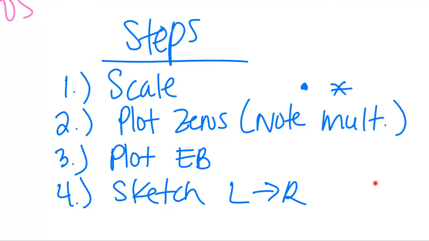Okay, so again, those are the steps right there. Step one is to draw your scale. Step two, plot the zeros and note any multiplicity, so put in the dots versus the asterisks. And then step three is to plot the end behavior. And step four, you're going to just connect everything from left to right.